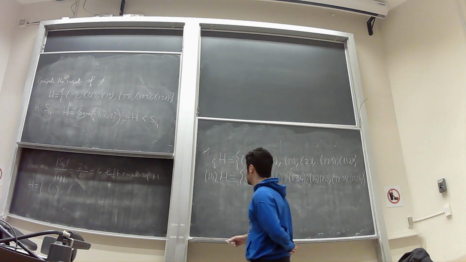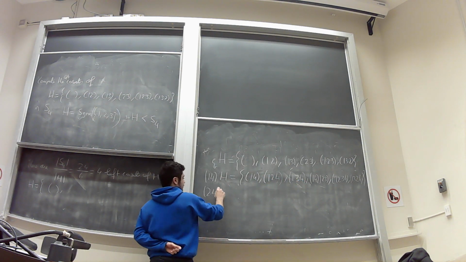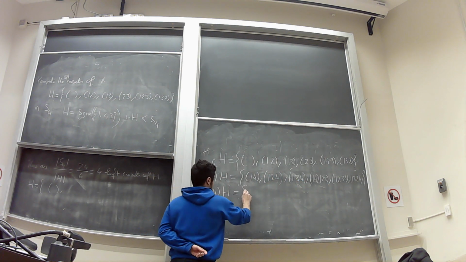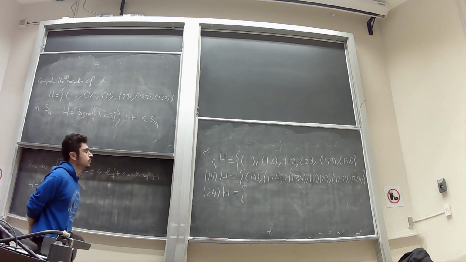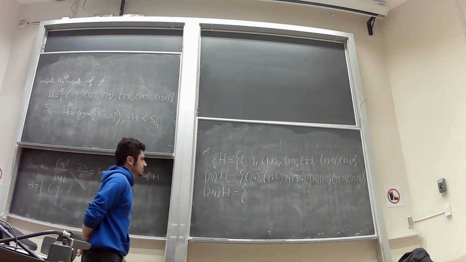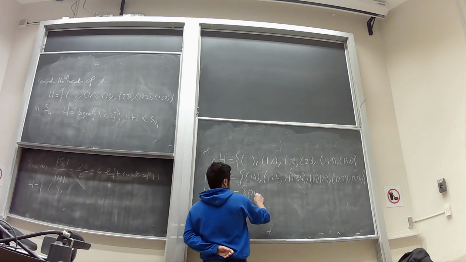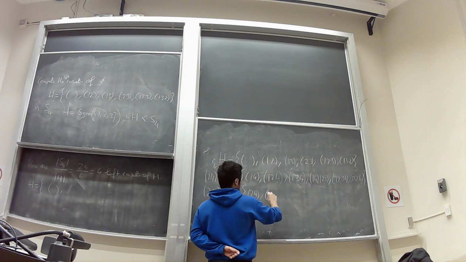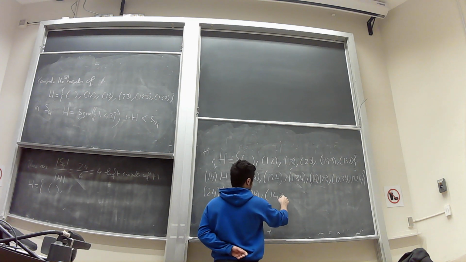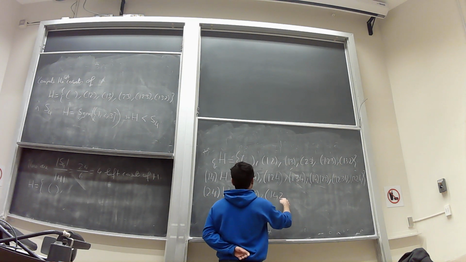Do you see a 2, 4? I don't see one. 2, 4 times the identity, what do you get? 2, 4. 2, 4 times 1, 2. 1 goes to 2 and 2 goes to 4. So you get 1 goes to 4. 4 stays fixed and goes back to 2, so 1, 4, 2. Let's double check. 2 goes to 1 and 1 stays fixed, so 1 goes to 2.